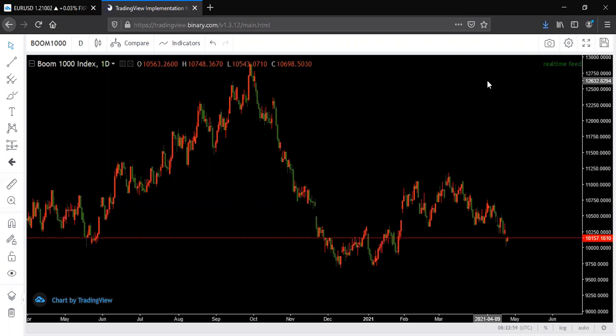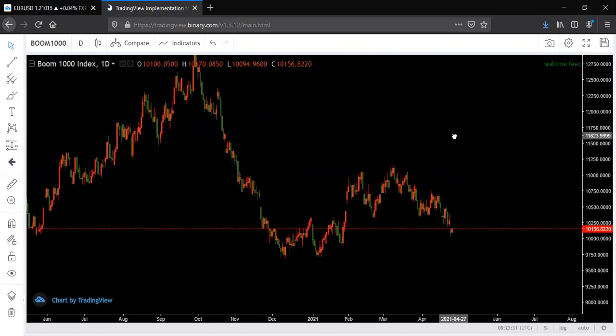So today we are going to proceed with the Boom 1000 index. As you know, according to our strategy, we shall start from the higher time frame to the lower time frame. So we shall start from the daily up to the 15 minutes or 30 minutes. Those are the time frames where we should be looking for the entries. I would love to see you giving me your attention so that we can proceed, guys.